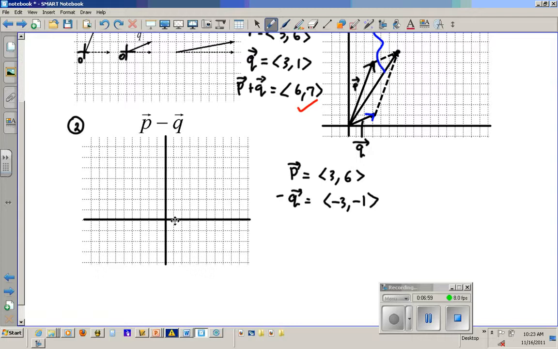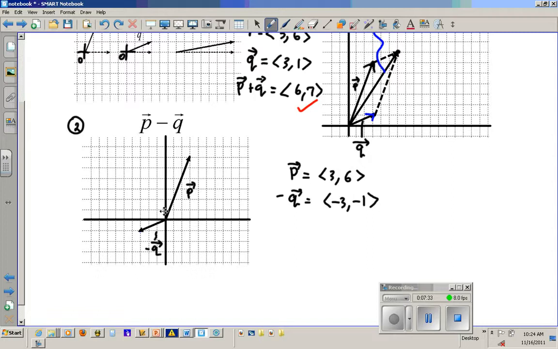So we're going to go 1, 2, 3, and go up 1, 2, 3, 4, 5, 6. Okay? So that will be vector P. From here all the way to there is vector P. And then negative Q, you go down 1 and over 1, 2, 3. Right there, that will give us vector negative Q. Okay? So this is P, and this is negative Q.